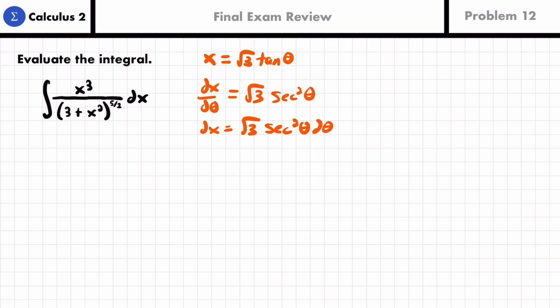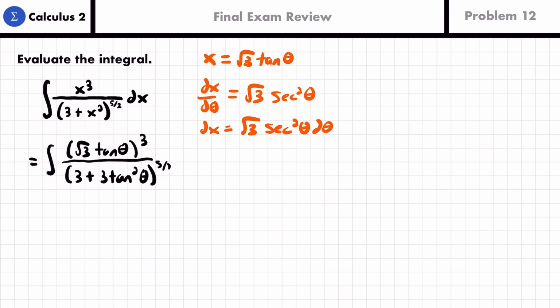Okay, so let's rewrite the integral. This will be equal to the integral of x cubed, so replace x with the square root of 3 times tangent theta. So we will have that expression of the square root of 3 times tangent theta, but then cube it, and then that will be divided by the quantity 3 plus x squared. So now you're going to have this expression again, but now squared. And I'm going to do that squaring right away. If you square the square root of 3, you get 3, and squaring tangent gives you tangent squared. So we'll have 3 times tangent squared theta, and that quantity is to the 5/2 power.